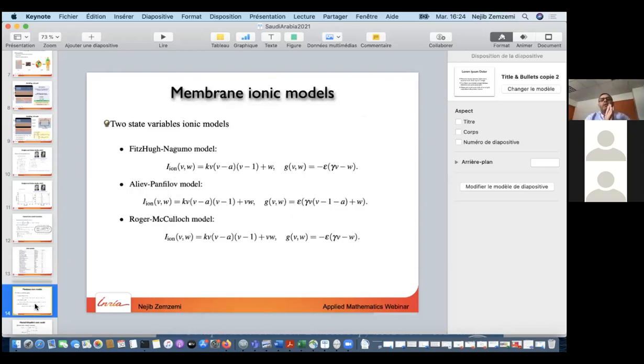There is another way of modeling, which is very simple, and it is phenomenological. It describes just the phenomena with a very small number of parameters. There is the FitzHugh-Nagumo model, which just follows the Hodgkin and Huxley publication. And then there are also different versions of the FitzHugh-Nagumo model, which are the Aliev-Panfilov and Roger-McCulloch models, which are the same. There is a cubic part. You see here V times V minus A, V minus 1. That's for the sodium current, say, and there is a recovery variable, which is W.